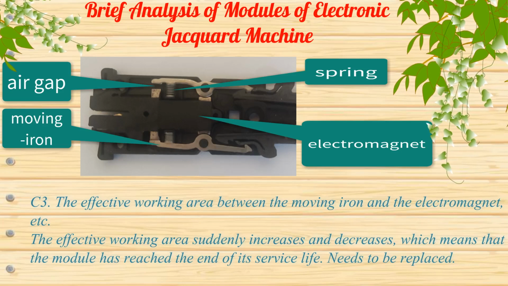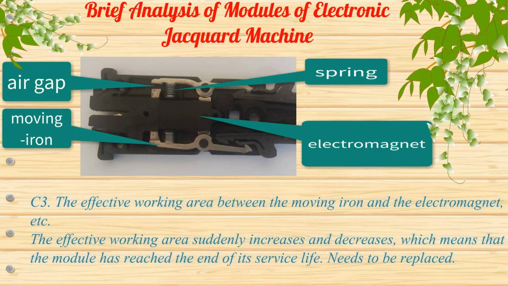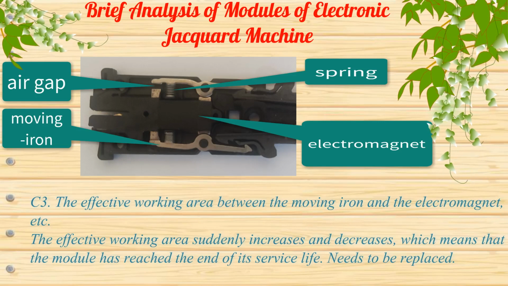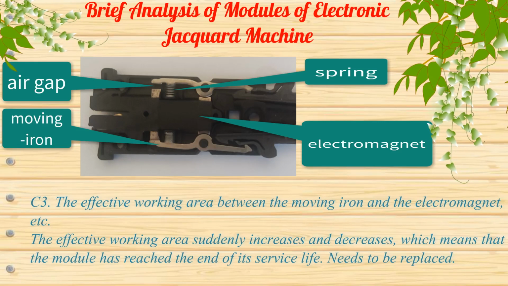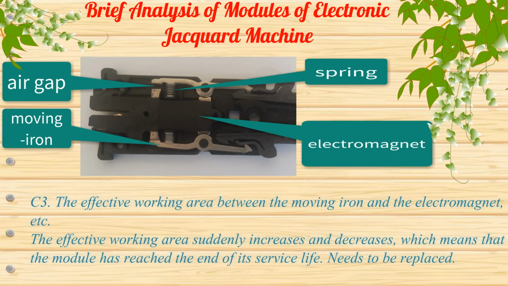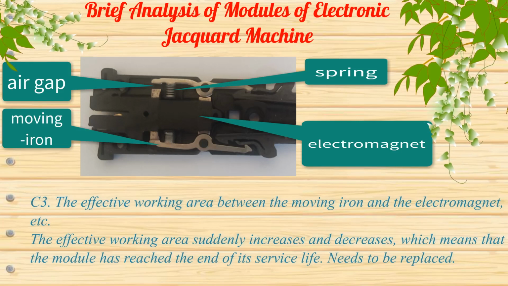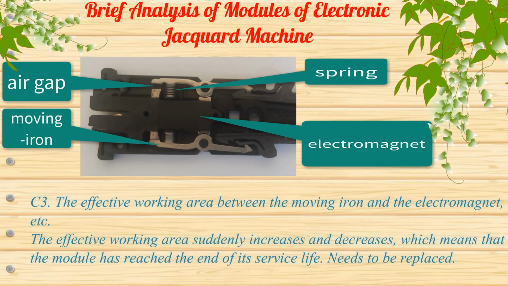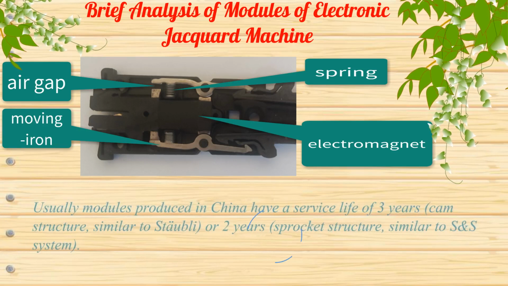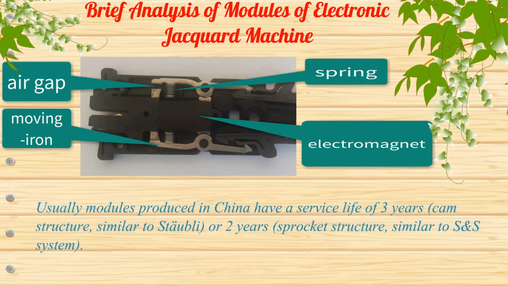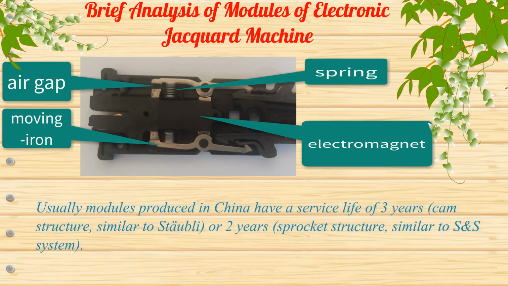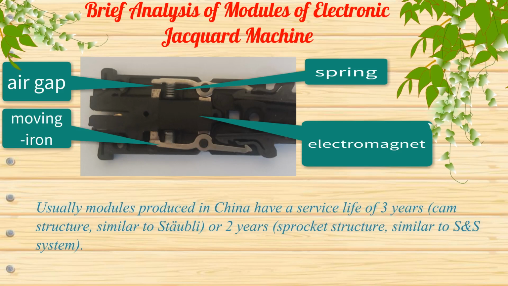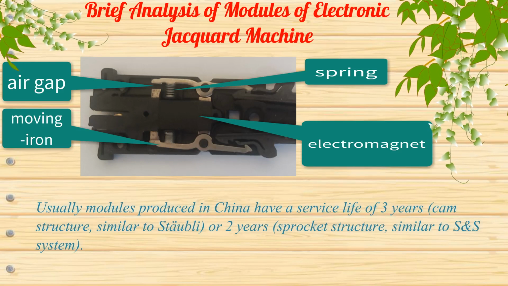C3. The effective working area between the moving iron and the electromagnet, etc. The effective working area suddenly increases and decreases, which means that the module has reached the end of its service life. Needs to be replaced. Usually modules produced in China have a service life of 3 years. Cam structure, similar to Staubli, or 2 years. Sprocket structure, similar to S&S system.